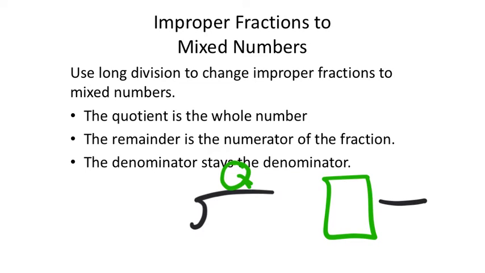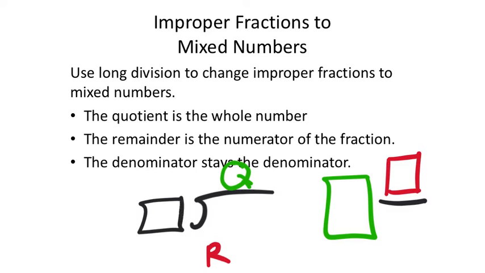And then you'll look, and you'll find some kind of remainder sometimes. Whatever the remainder is, that would go as your numerator. And then once again, your divisor from your division problem, or your denominator, is just going to stay. So that will set up your mixed number, okay?